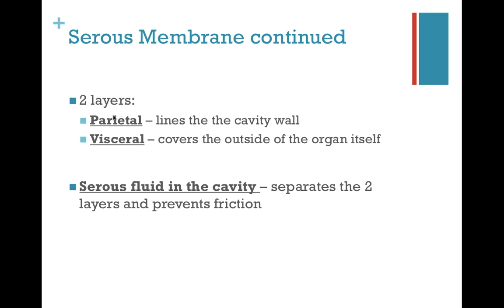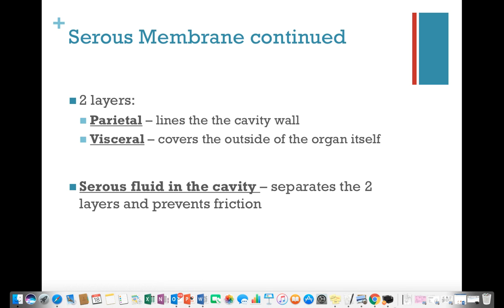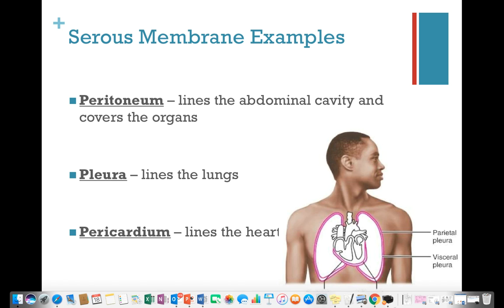Between the parietal and visceral layer, we're going to have a cavity. It's kind of like a water balloon. It's full of serous fluid, and it's just like a nice cushion. It's kind of like a water bed for the organ to float on. So it's going to separate the two layers and prevent them from rubbing against each other and causing a bunch of friction. So remember, simple squamous and loose areolar connective tissue.